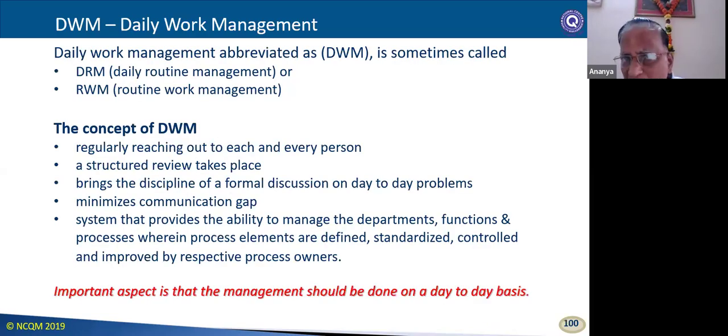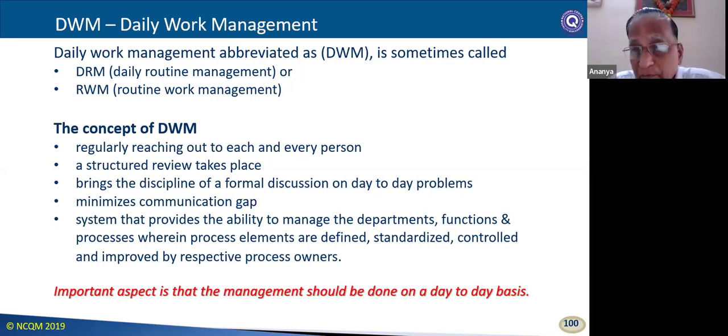So the idea here, when you talk about daily work management, DWM is sometimes called daily routine management or routine work management. Actually, most of the companies are doing this. There is nothing new in that. But through the Japanese way of understanding, it almost became a standard. I don't know how many companies now are doing this here. The books are available on how to do this. Regularly reaching out to each and every person.